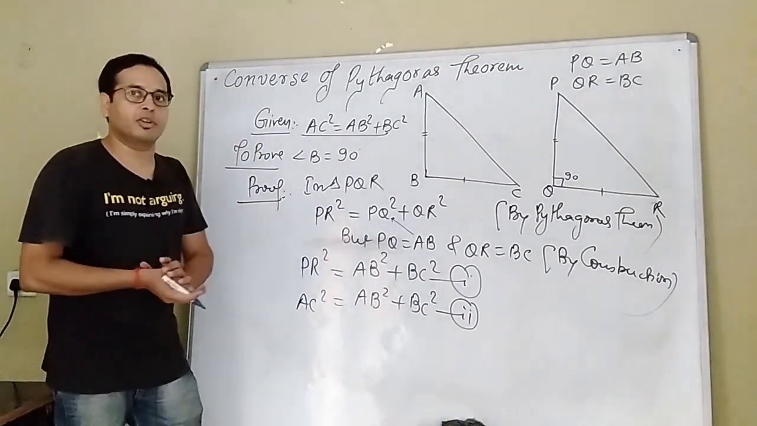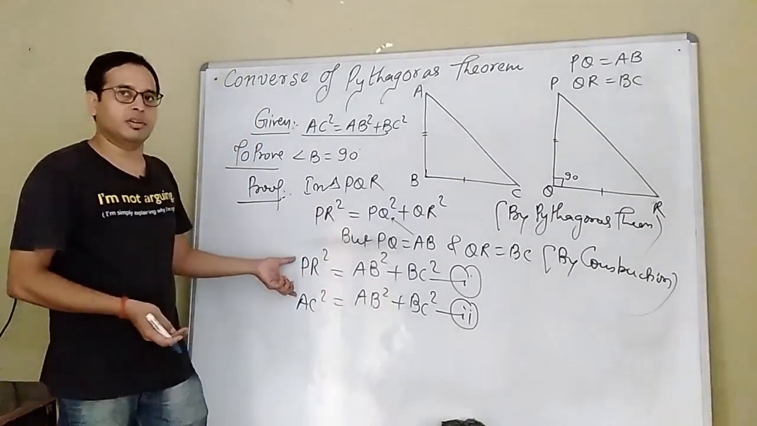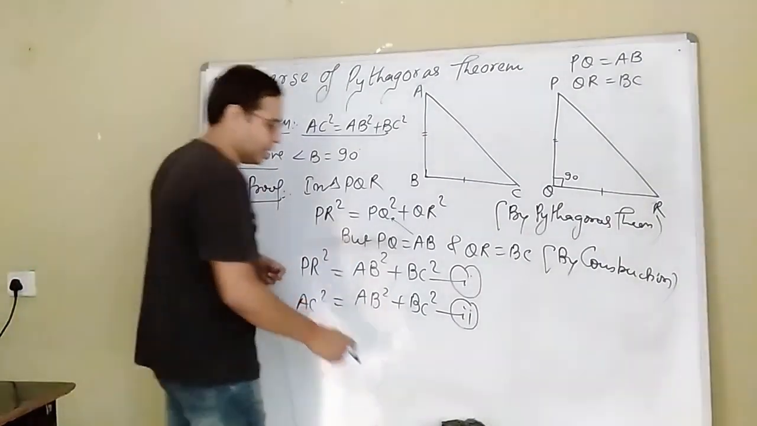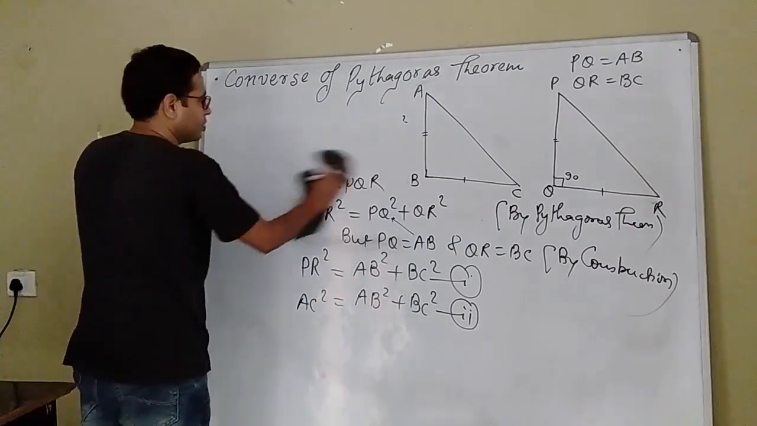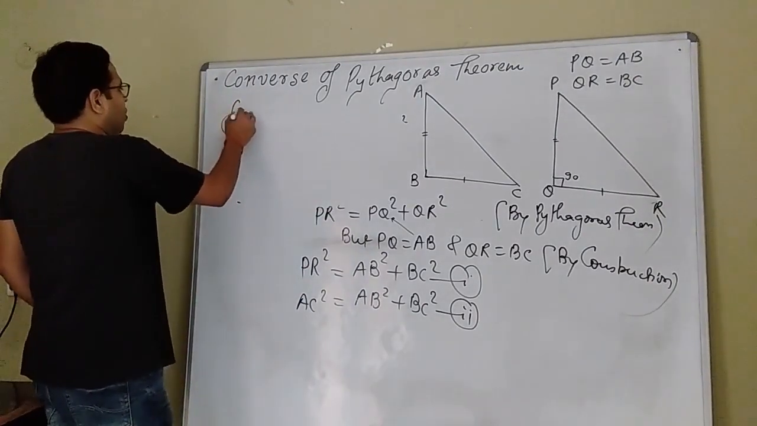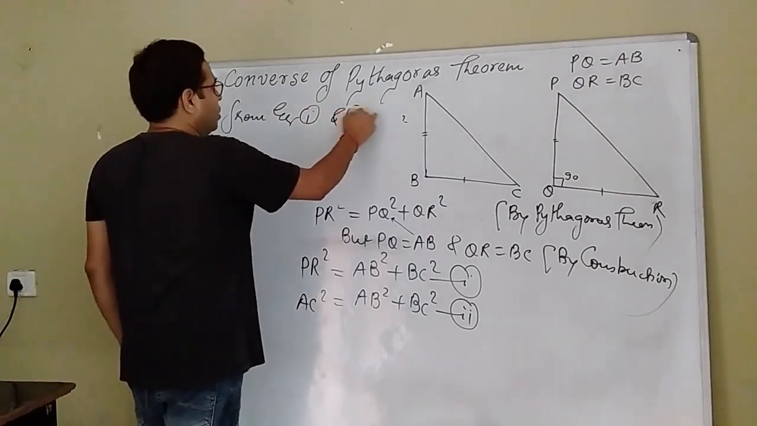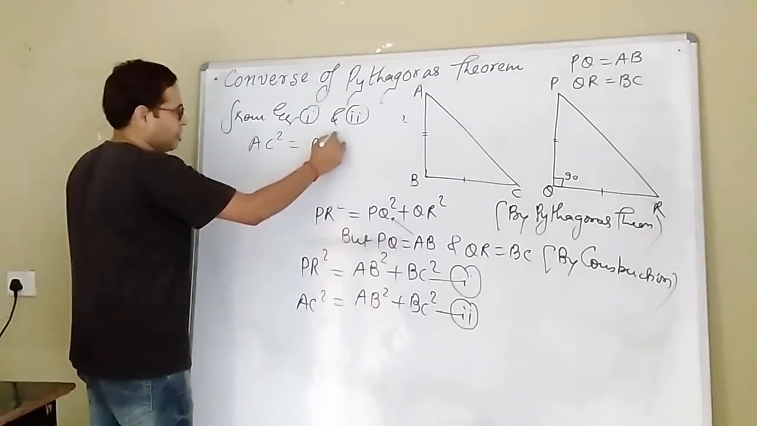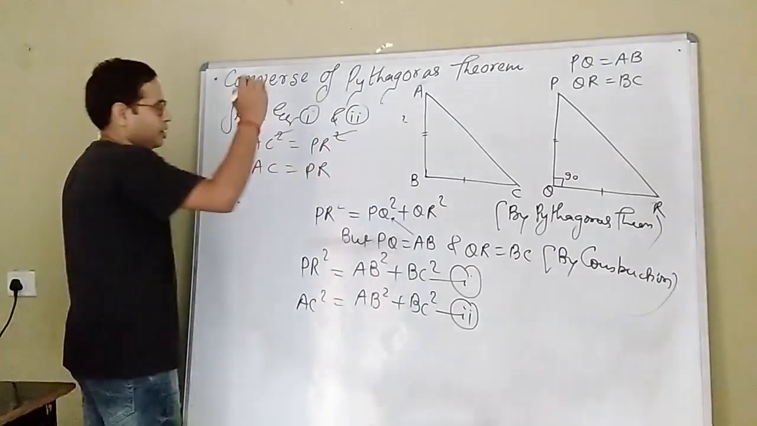इफ वी कंपेयर बोथ दिस इक्वेशन, द RHS ऑफ बोथ द इक्वेशन आर इक्वल, देयरफोर LHS विल ऑल्सो बी इक्वल, है ना। जब RHS दोनों को इक्वल कर दिया हमने तो LHS इक्वल होगा, दैट इज AC square विल बी इक्वल टू PR square। सो फ्रॉम इक्वेशन 1 एंड 2, we'll get that AC square is equals to PR square, square square cancel out, AC is equals to PR.